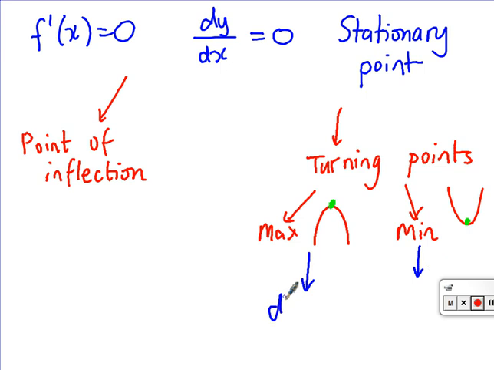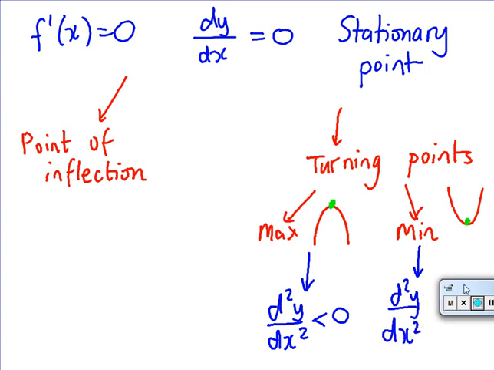However, just to make you aware of it now, if we take the second derivative, so we differentiate again, and it is less than 0, that's a maximum point, and if we take the second derivative and it is bigger than 0, then it's a minimum point. So turning points are a special type of stationary point, and that breaks down further into maximum and minimum points.